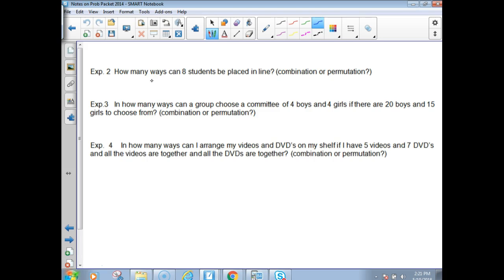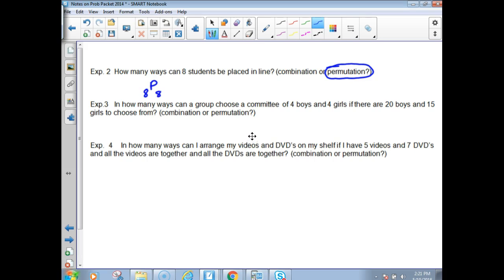Example 2, first it says, how many ways can 8 students be placed in line? Would order matter? It would matter who goes first, second, third, fourth, etc. So that would be a permutation. Now, you don't have to use the formula to do this problem, but I'm going to show both. A permutation. Well, how many students are you placing in line? All of them, right? All right, so that'd be 8P8.